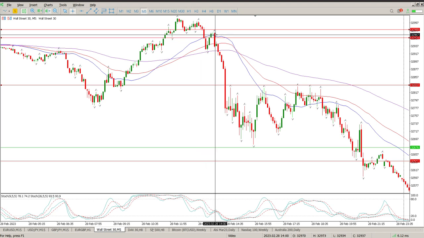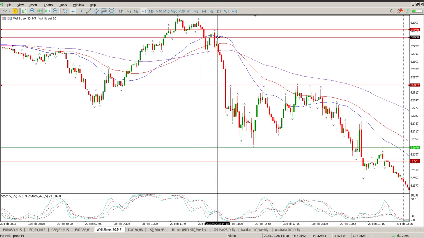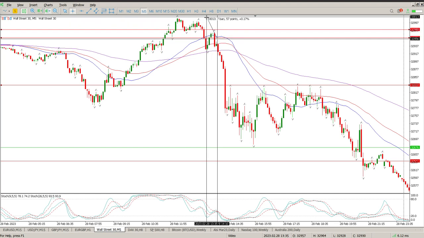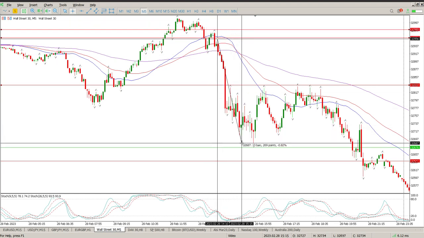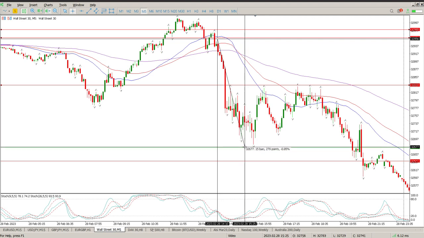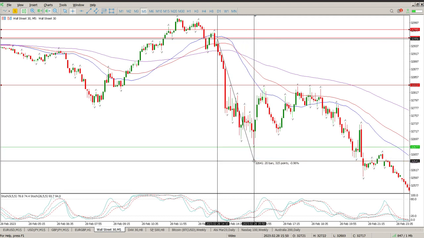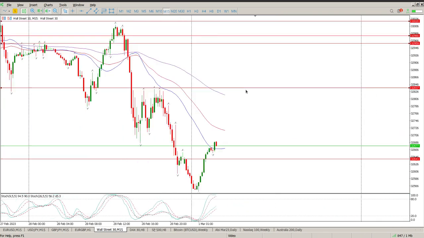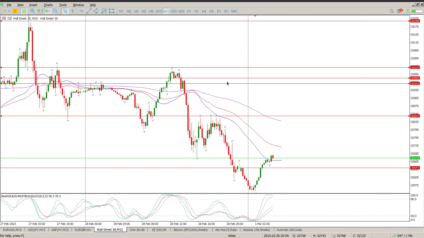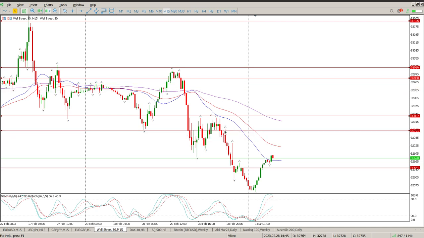When you saw that kind of rejection, entry would have been over here, stop there. So it's a 50-point stop loss, and you could have got out here, or you could have just held out for that, which has been a 300-point gain. For me at the moment, what we're looking for is rejection of structure.